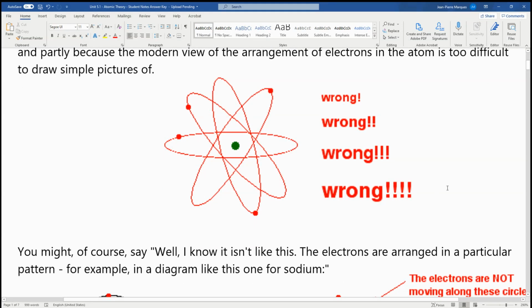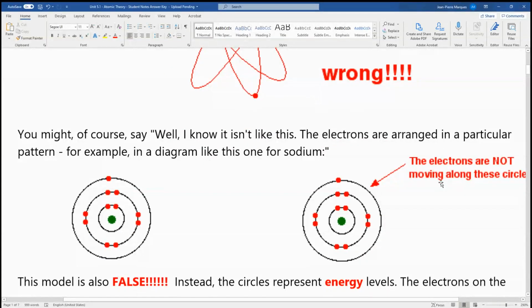Now, you might, of course, say, well, I know it isn't like this. The electrons are arranged in a particular pattern, for example, in a diagram like this one for sodium. This you probably learned in grade 10. In this kind of diagram, you've got your nucleus, and then you've got your specific orbitals in which your electrons are placed, and then they go around the atom in these very specific orbital pathways. And it turns out, this model we taught you in grade 10 is also false.